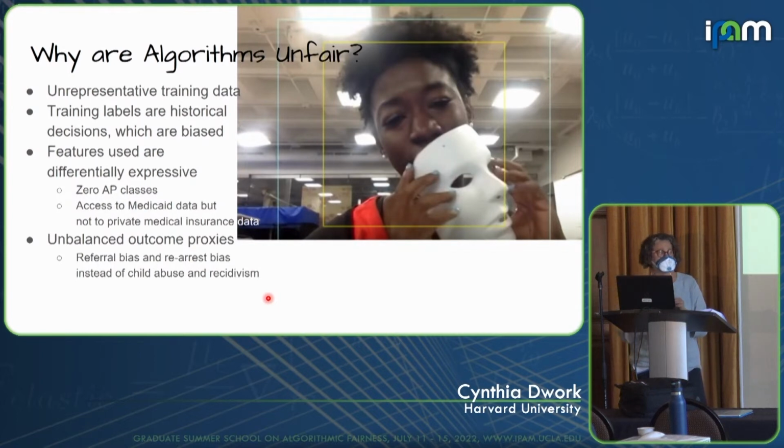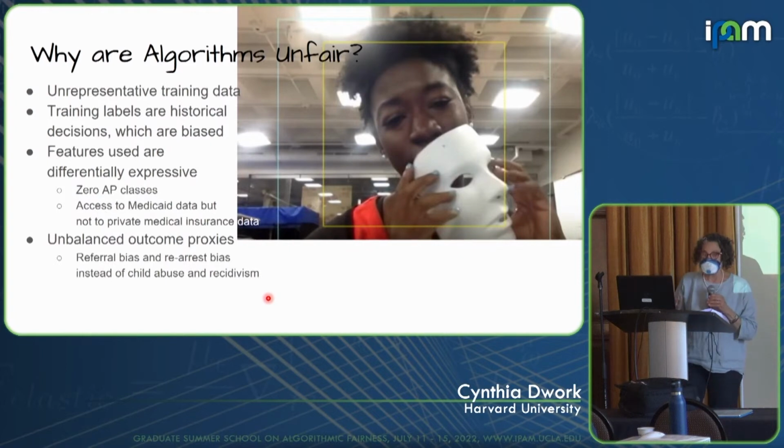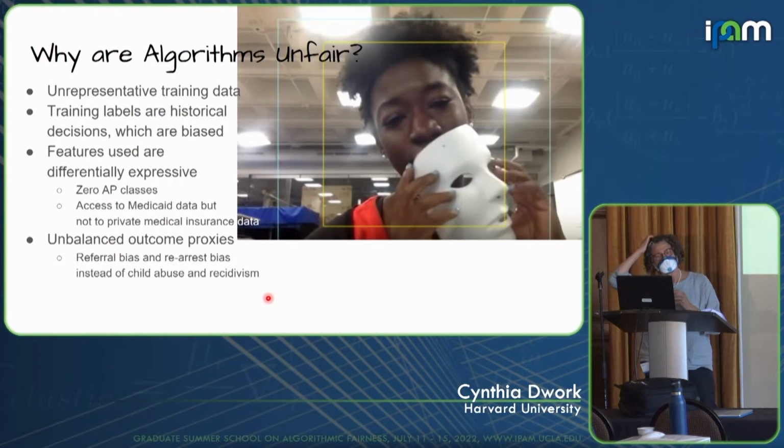For violence, or committing further crimes, we don't really know who committed further crimes. What we know is who was rearrested. And if you are policing more heavily in one area than another, your rearrest records say different things. Okay. So these are just some of the reasons that algorithms are unfair.